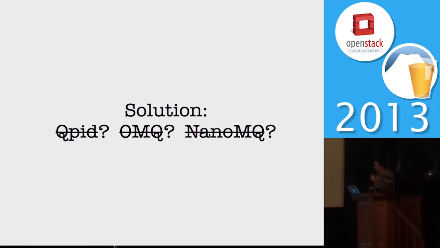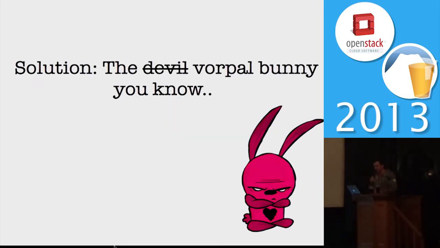Qpid, I don't know a lot about. ZeroMQ, I started researching and found people complaining about the exact same issues that we're having. And NanoMQ is the creator of ZeroMQ saying, ZeroMQ sucks, I now must write NanoMQ. So of course it's brand new and he's got like a design and that's about it. So what do we do? The solution is to stick to the Vorpal Bunny you know, and not the one you don't know.